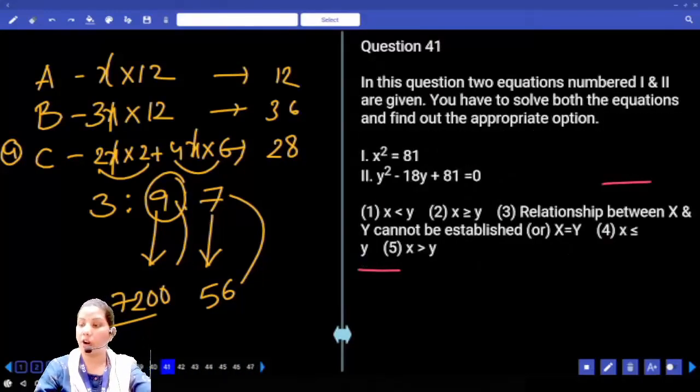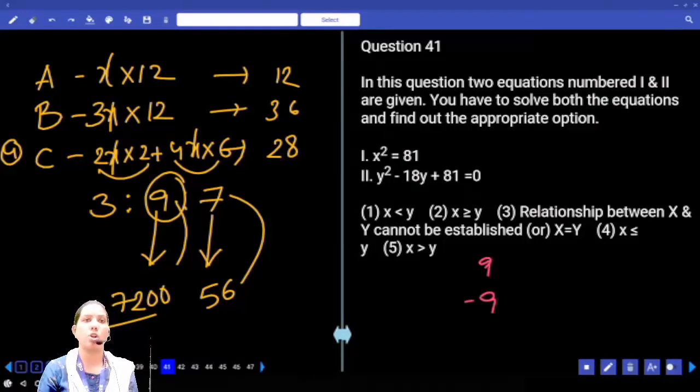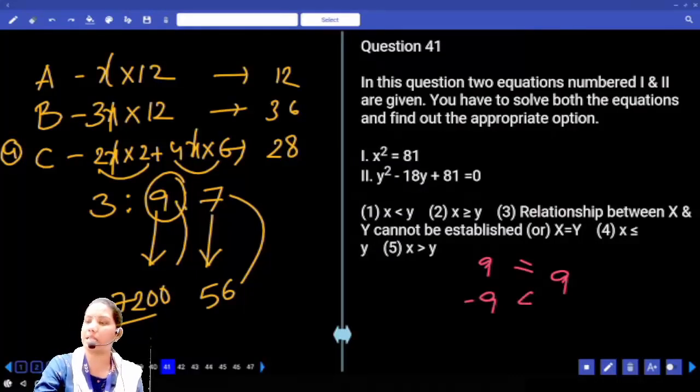Next question number 41. X square equal to 81. What is X value? 9 and minus 9. Y square minus 18y plus 81 is equal to 0. Positive roots or negative roots? Both are positive roots. Both are same. That is 9, 9 equal. Answer is X less than or equal to Y. Fourth option. X values plus 9 and minus 9. Y is equal to only positive 9. X less than or equal to Y.